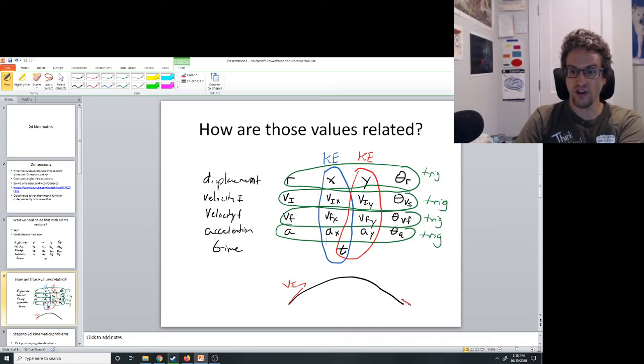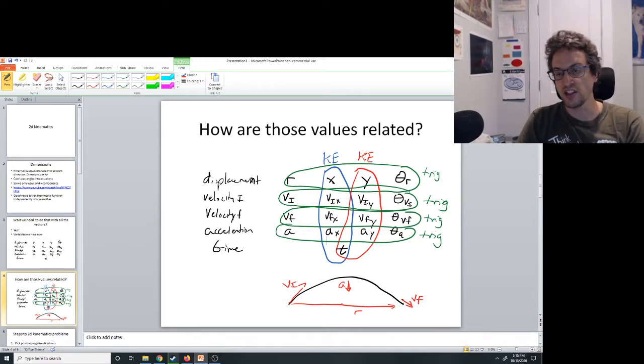What direction is its final velocity? It's down that way. What about its displacement? Right, its r is this way. And even its acceleration, we'll find out later, is gravity, so it's straight down. These angles are not all in the same direction. You cannot assume they're all in the same direction unless you know it's going in a straight line.